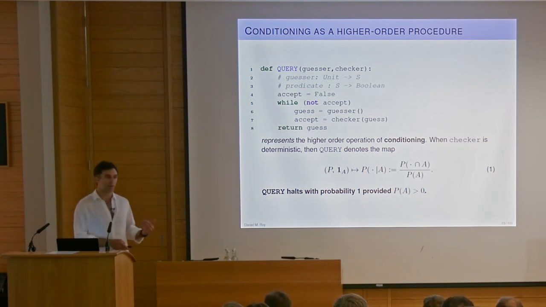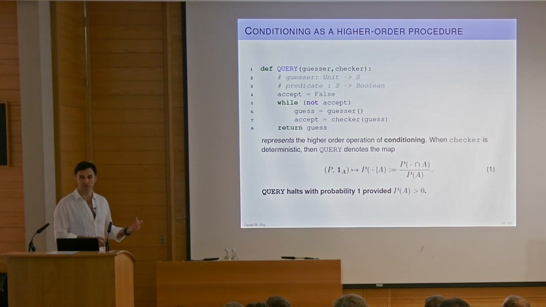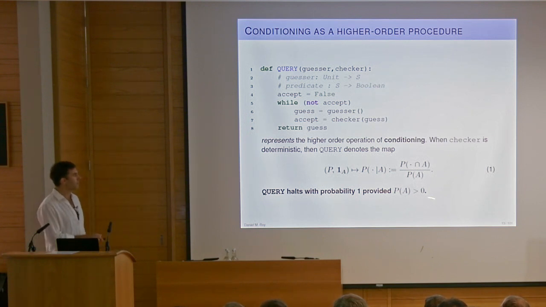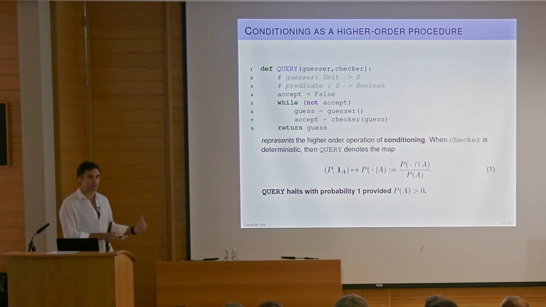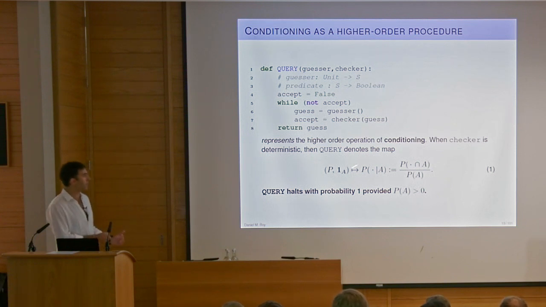And what that corresponds to is the possibility that, given what guesser is giving me, it better be the case that checker has some possibility of returning true, or I'm just going to sit here and loop forever. So that's exactly caught by this condition here. So provided that I eventually will escape this loop with probability 1, then I'm in the good part of this map.